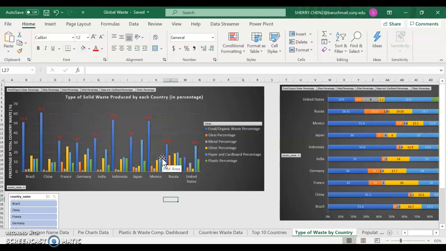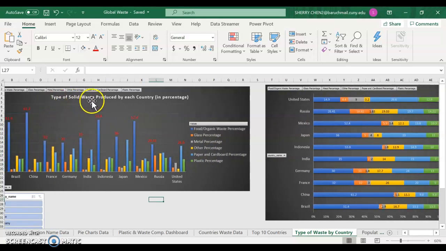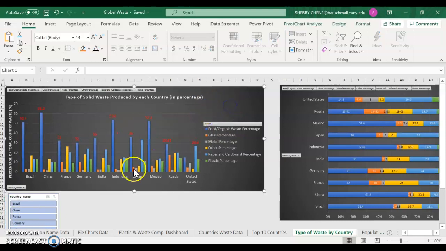In this new tab called Type of Waste by Country, I created two data visualizations that represent the same content, which is the type of solid waste produced by each country in percentages. In the first clustered bar chart, I show you the top 10 countries with the different types of waste composition in percentages. You can see that there is food and organic waste, glass, metal, other, paper and cardboard, as well as plastic. I also highlighted the largest waste composition for each country in red.